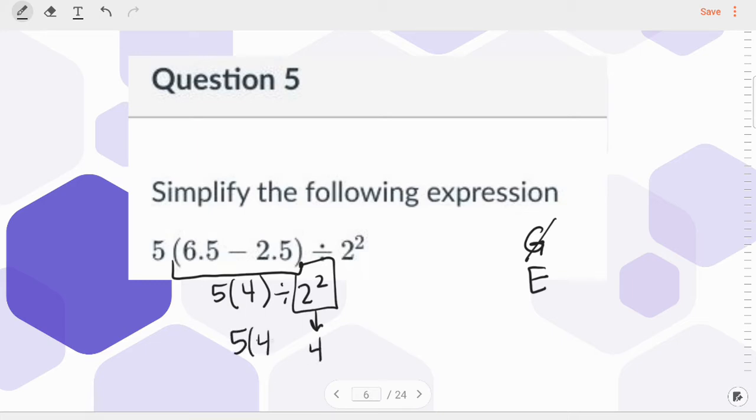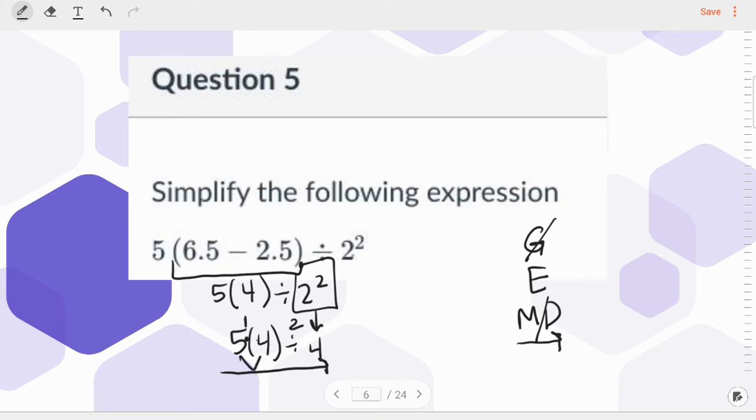5 times 4 divided by 4. Now what am I going to do next? Well, my next order of business is multiplication and division. I keep saying this, but multiplication is not necessarily more important than division. I need to move left to right in my problem, so I'm going to move this way. And since multiplication comes first and division comes second, I'm going to do the multiplication first.